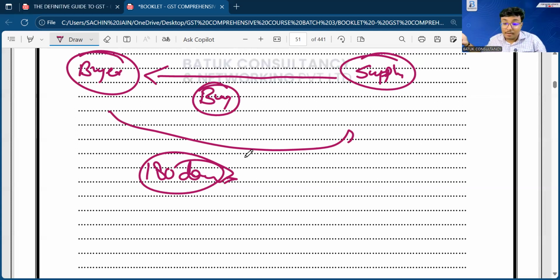But government has prescribed a specific timeline that within 180 days you have to make the payment, so that it can reduce the chances of fake invoicing and paper transactions. It will generate liquidity in the market, it will reduce the cash crunch in the market as well. That is the point.